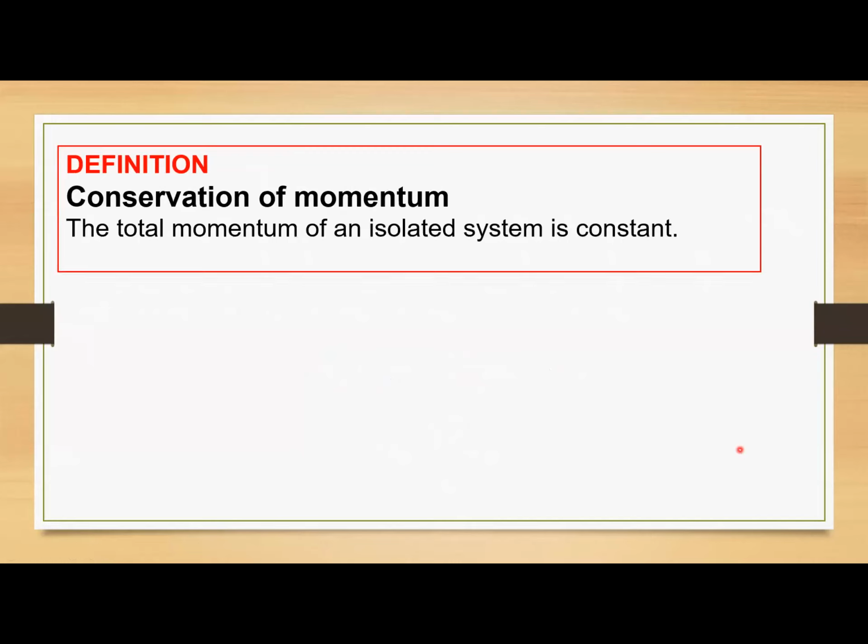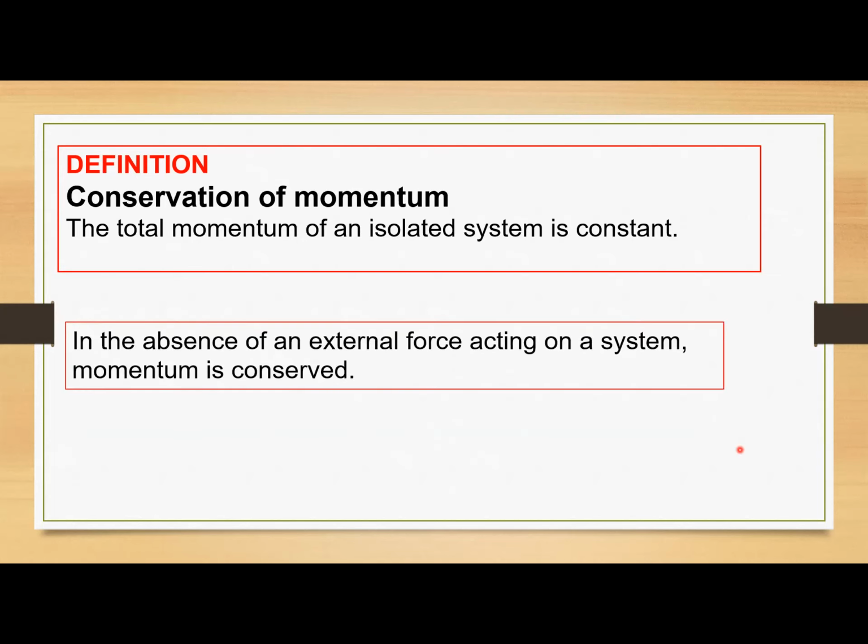So, conservation of momentum. The total momentum of an isolated system is constant. So that's one way of saying the momentum is conserved. Another way of stating the conservation of momentum is to say, in the absence of an external force acting on a system, momentum is conserved. When I'm saying, in the absence of an external force, I'm saying it is an isolated system. So both of these are equivalent.